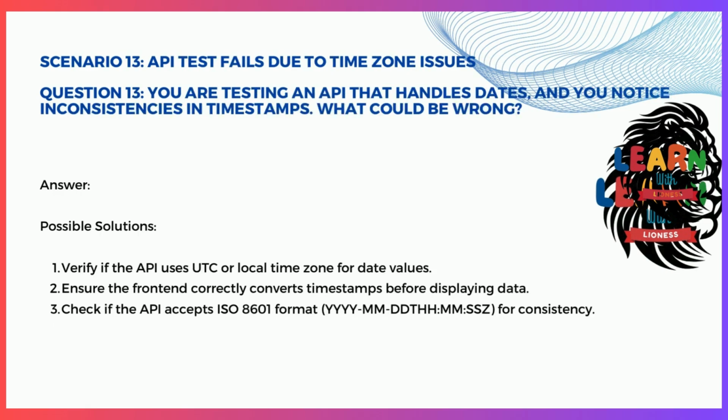Scenario 13. API test fails due to time zone issues. Question 13. You are testing an API that handles dates, and you notice inconsistencies in timestamps. What could be wrong? Answer. Possible solutions. 1. Verify if the API uses UTC or local time zone for date values.